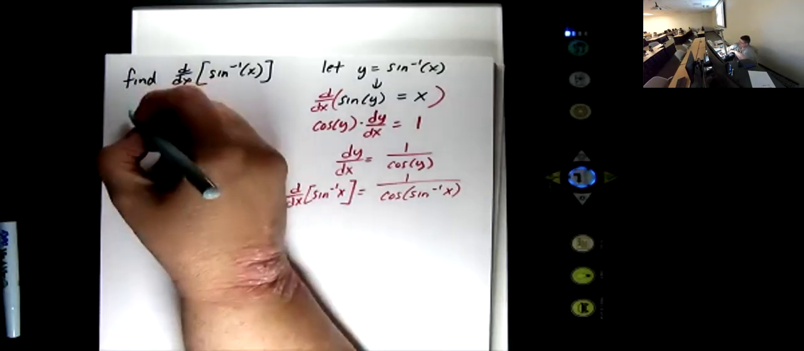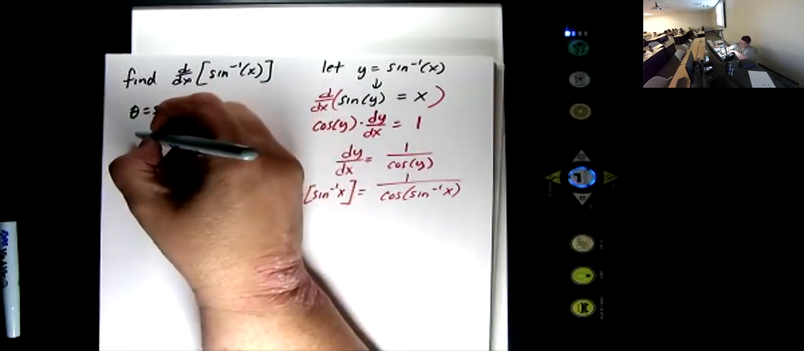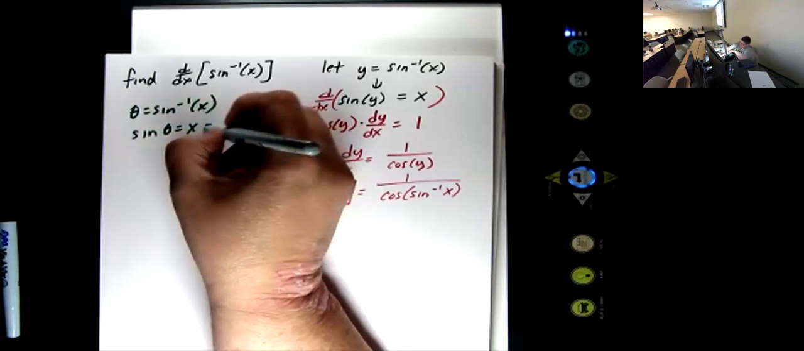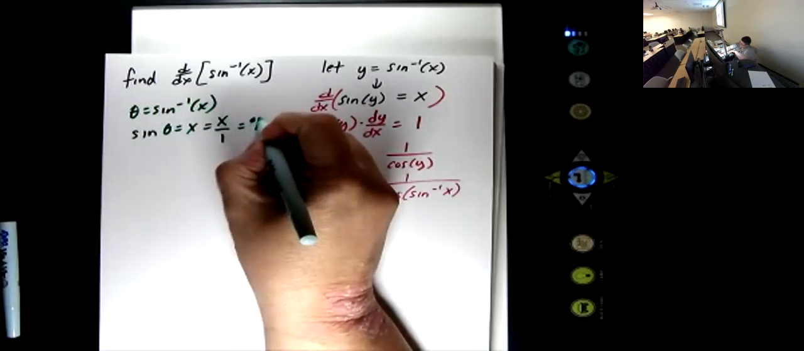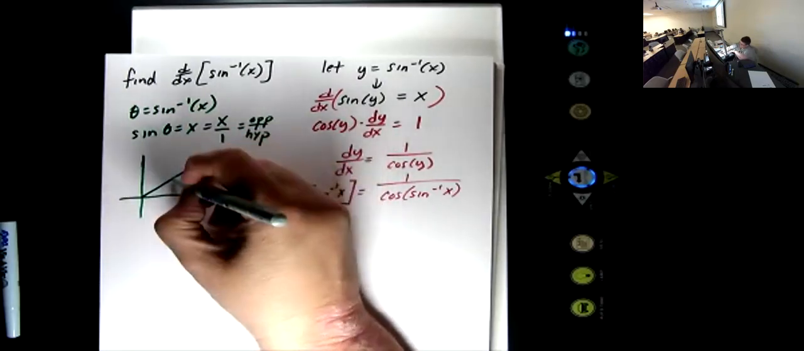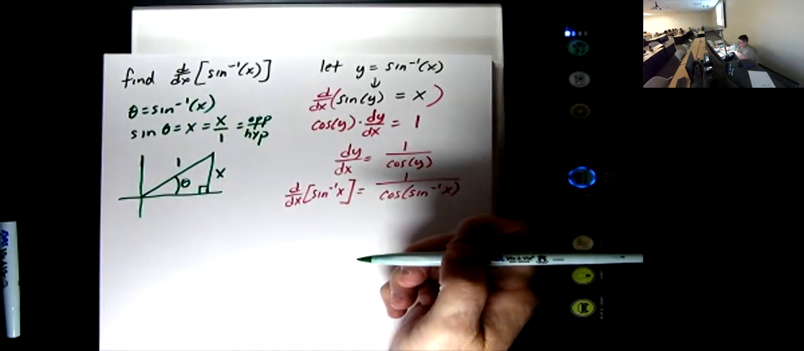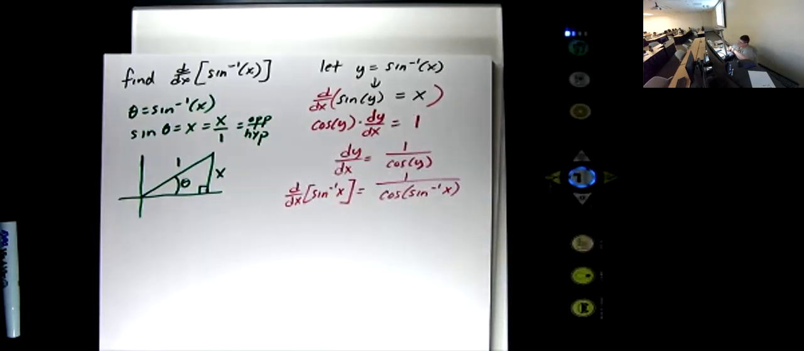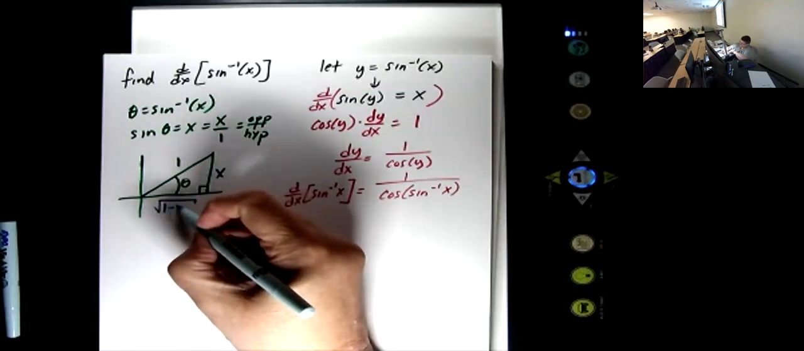So to go from here, I'm going to say theta equals sine inverse x, which means sine of theta equals x, or x over 1. Sine is opposite over hypotenuse. Opposite is x, hypotenuse is 1. Using the Pythagorean formula, this is the square root of 1 minus x squared.